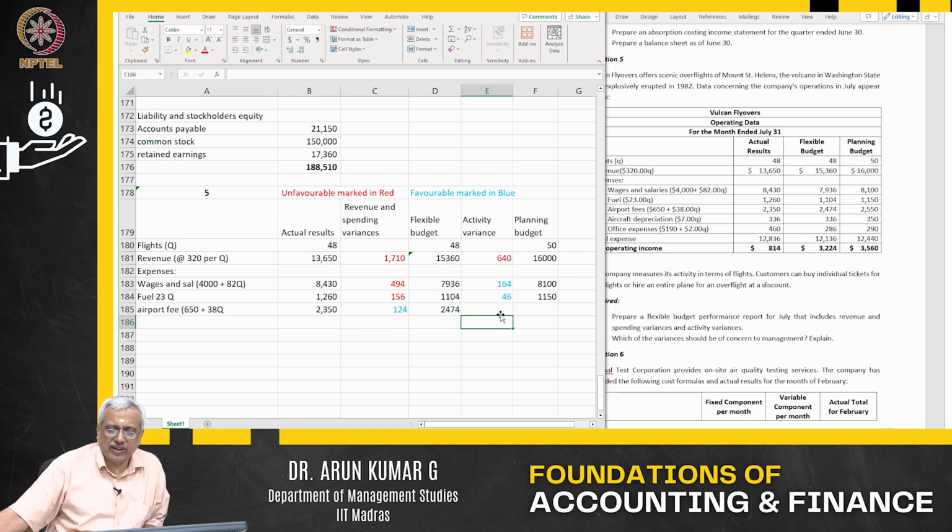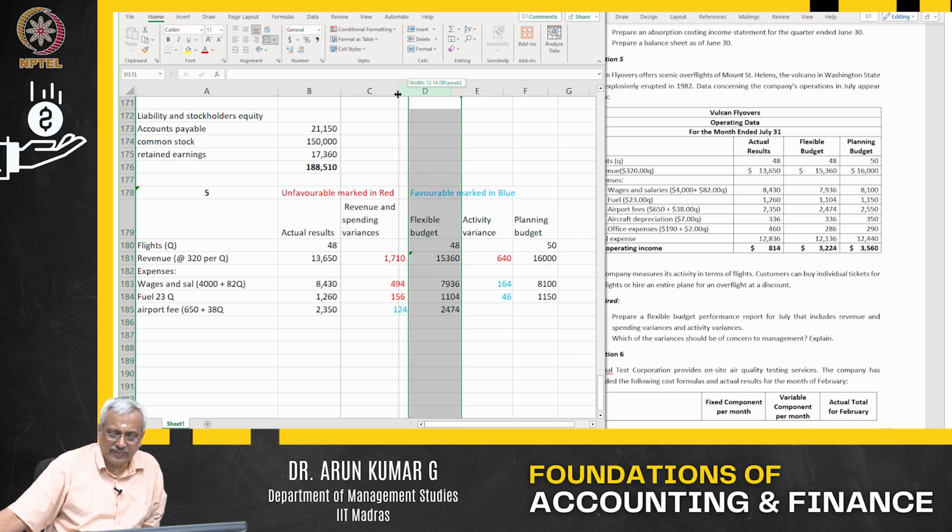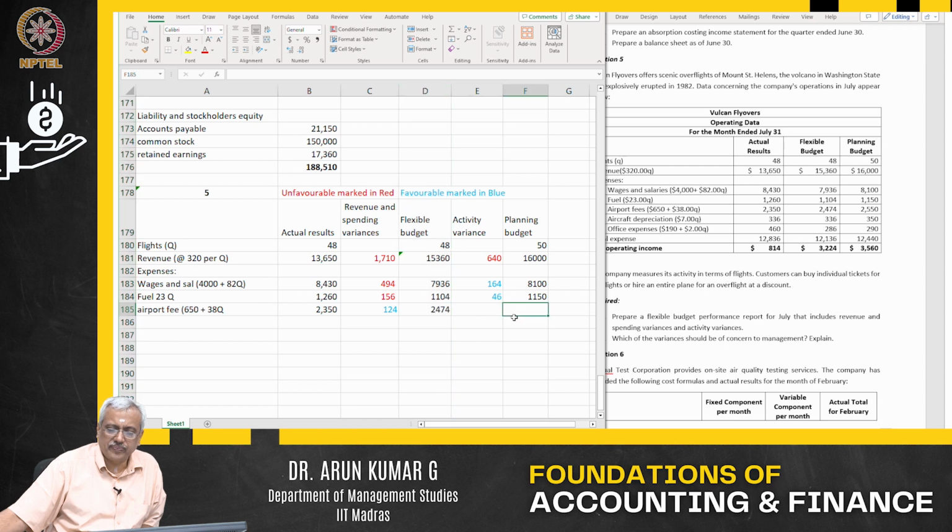The revenue and spending is a favorable variance for me. Because of the activity decline, what is the variance? That is what we are finding. We are comparing with the flexible budget that is estimated for that level of activity. In this case it is 2550. Of course, this is also going to be favorable for you. So this $76 is basically favorable for you.